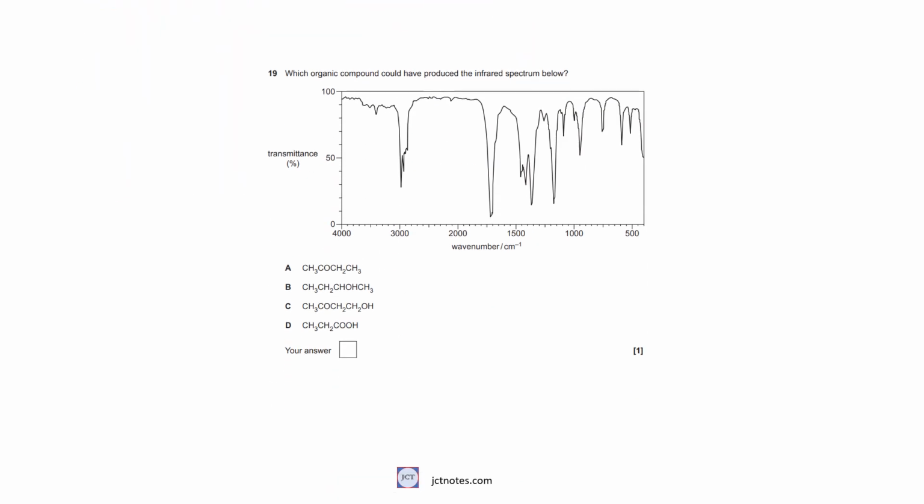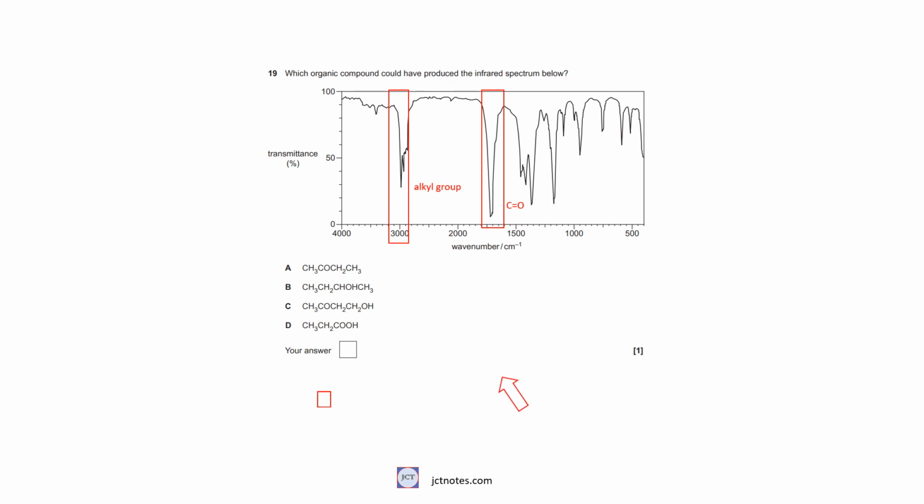In question 19, we are given a spectrum and we need to identify which of the four compounds given could have produced the spectrum. From the data sheet provided in the exam and looking at the spectrum, we see: first, there is a peak between 2800 and 3100 reciprocal centimetres, indicating a possible alkyl group. Second, there is another peak at around 1725 reciprocal centimetres. This is the region of the carbon-oxygen double bond.